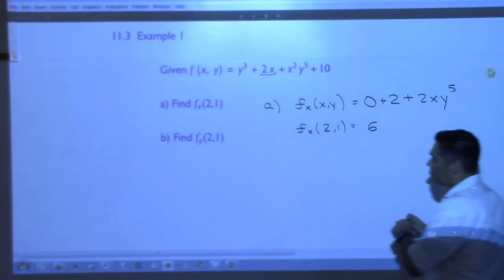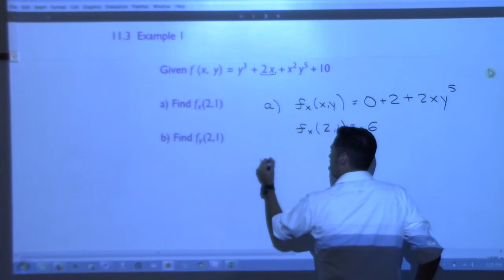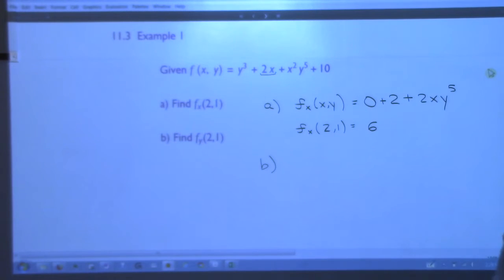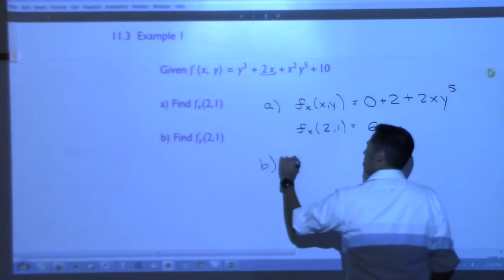All right, part B. Now we're taking the partial derivative with respect to y. And so now we're going to treat x like it's a constant. We're going to let y be a variable and go to town.